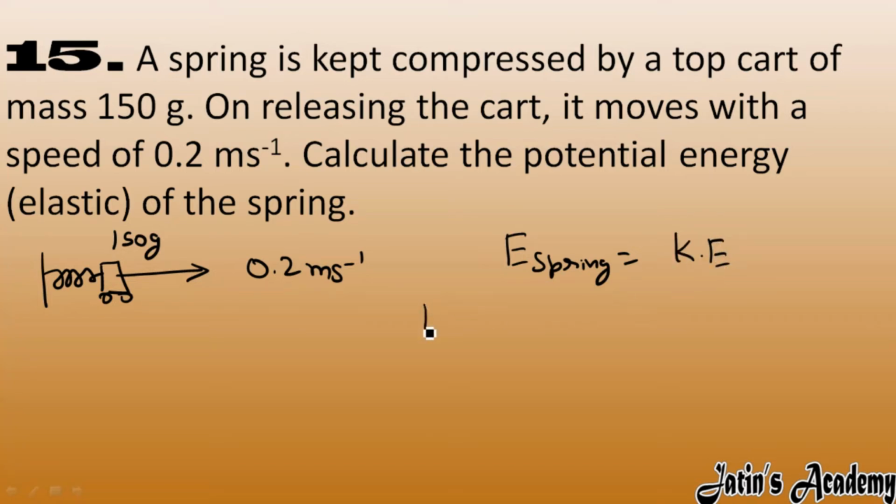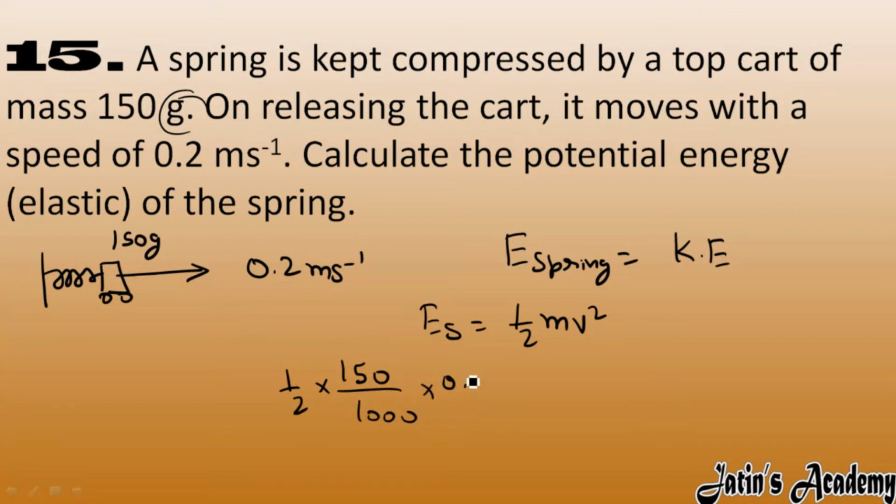So the energy stored in the spring equals the kinetic energy. Kinetic energy is half mv square. So half, mass we have 150 gram, just convert it into kilogram by dividing by 1000, and velocity we have 0.2 square. So just quickly solve this.